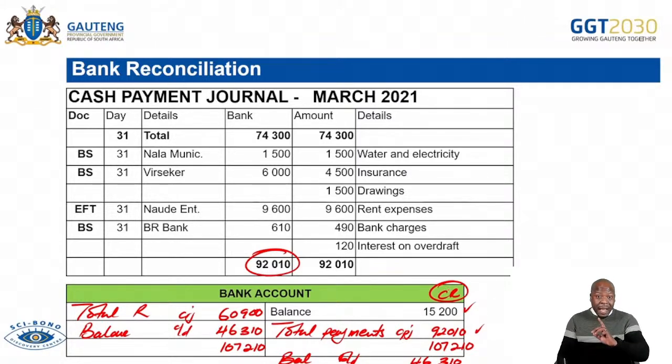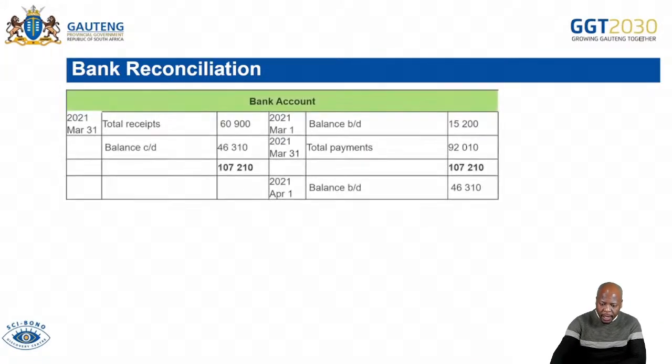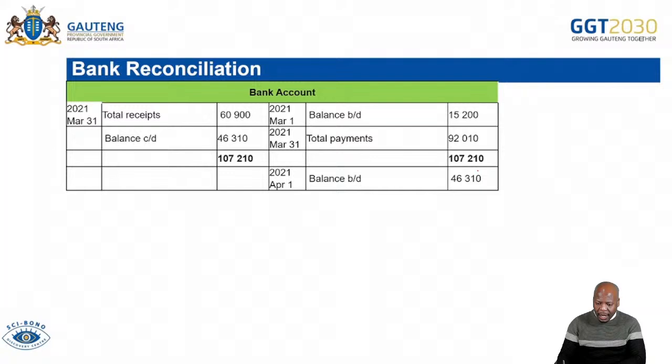And that balance is on the credit side. Very important. That balance is on the credit side. In other words, that balance is unfavorable. Okay, now let's complete our bank reconciliation statement. Here is the bank account that we have done, 46,310. And remember, it's on the credit side. That means it is unfavorable. That is a bank overdraft.